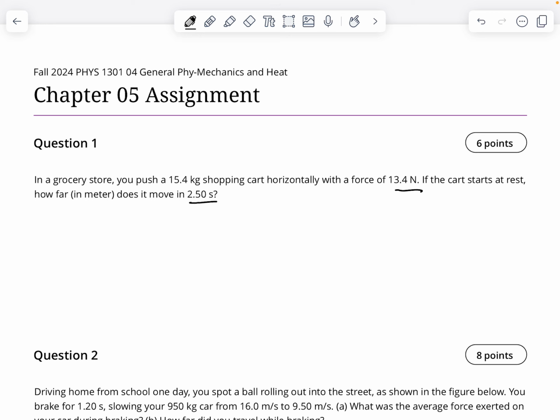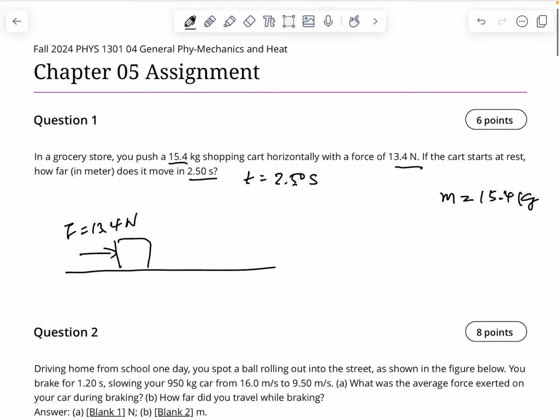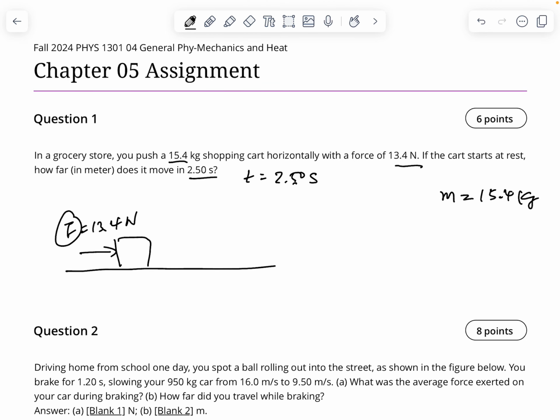Okay, so what we have here is this mass, right? Mass equal to 15.4 kg. And you push the cart horizontally with F equal to 13.4 Newton. All right, and how far? Okay, so time equal to 2.50 seconds. All right, so here what you know is you have a force, right? And you have mass. Okay, so they ask you how far it can go, distance, basically displacement.